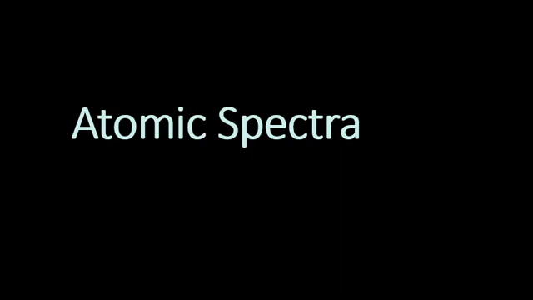Dear students, in this video we are going to explain atomic spectra. As we know, each element has a characteristic line spectrum. The atomic stability and the existence of spectral lines, or discrete lines, are important aspects of the atom that find no explanation in classical mechanics. So here we are going to explain the atomic spectra.